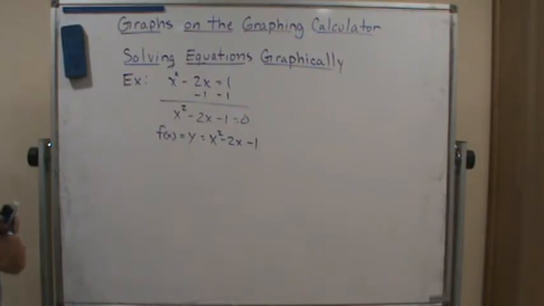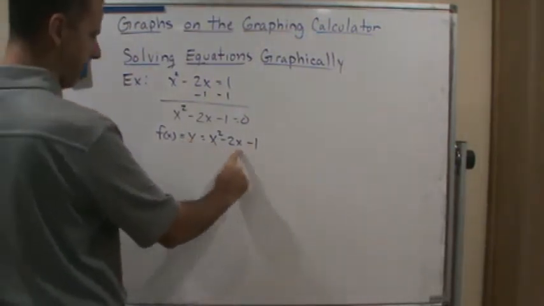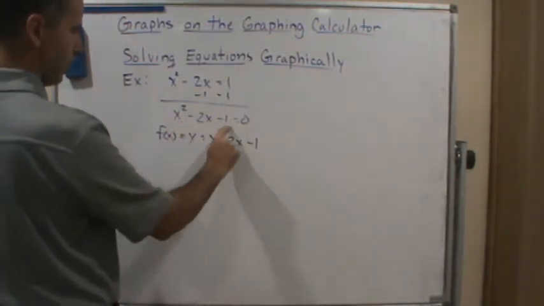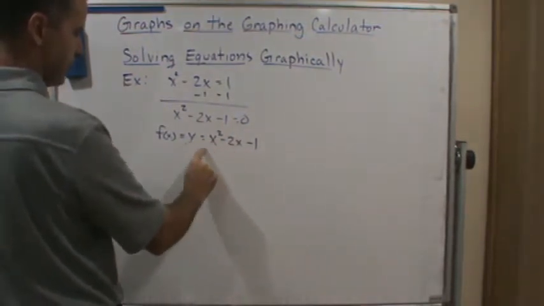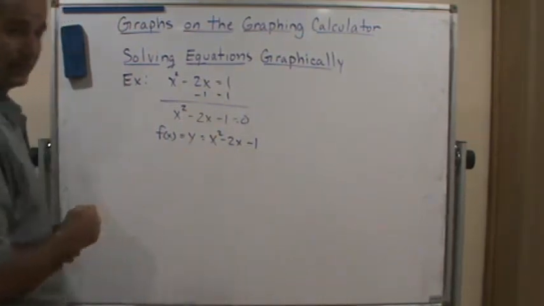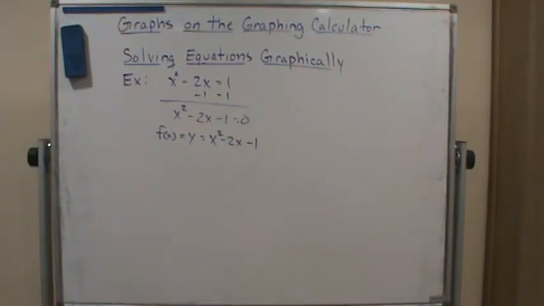Now we're going to want to graph this, right? And then we're going to find out where it's 0, because we want to solve this equation equal to 0. So we're going to set this as a function in our calculator, graph it, and then find out where it's 0. So this is what we're going to do. Okay, so let me get my calculator.